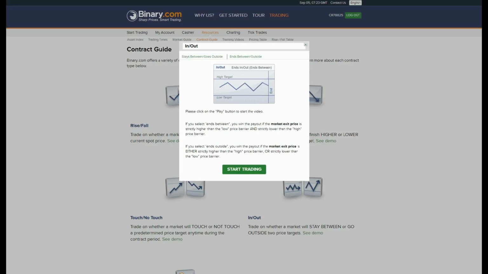If you select ends between, you win the payout if the market exit price is strictly higher than the low barrier and strictly lower than the high price barrier. If you select ends outside, you win if the market exit price is either strictly higher than the high barrier or strictly lower than the low price barrier.